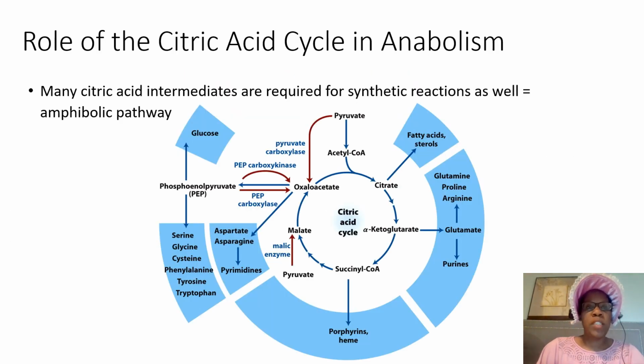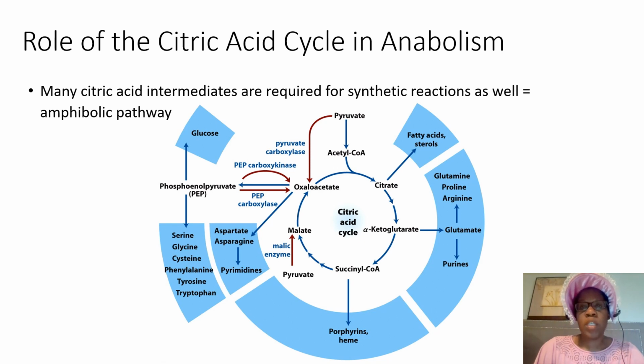You should also know that many citric acid intermediates are required for synthetic reactions as well, meaning the pathway is amphibolic. So we understand catabolism as that breaking down of our carbohydrates into energy, but also we can use some of these intermediates to actually build up some things that we might need, or precursors of things like amino acids. So it's an amphibolic pathway. That means it performs catabolic reaction intermediates as well as anabolic intermediates. So we would see that citrate can be converted into fatty acids and sterols.